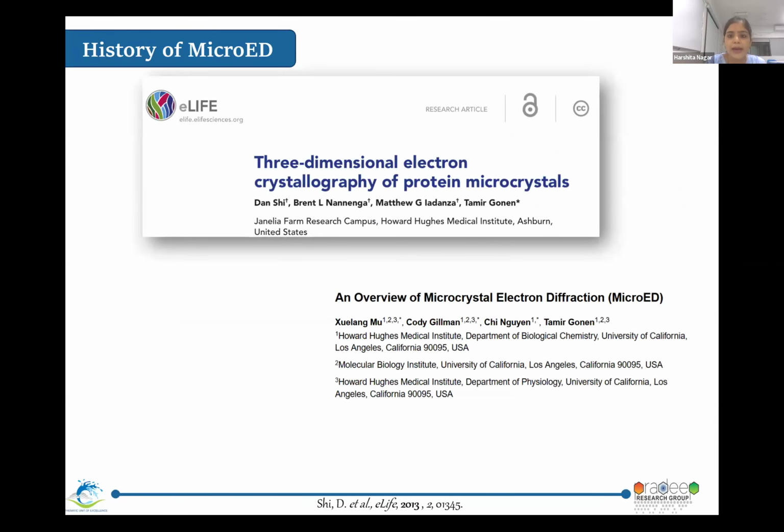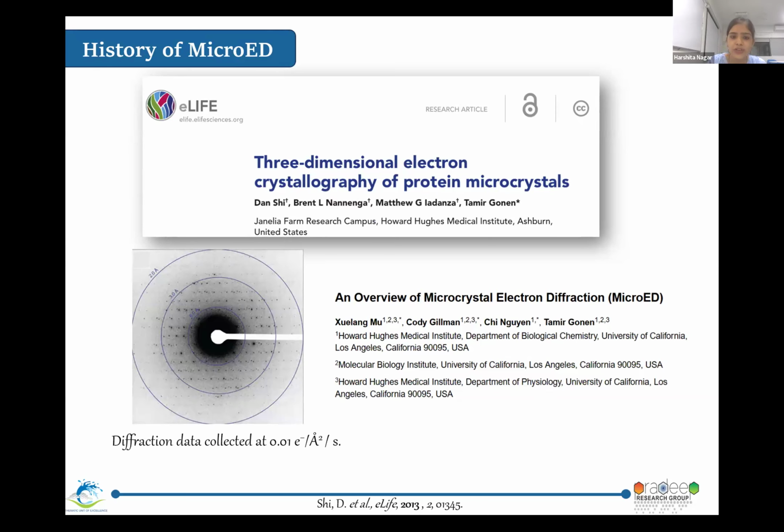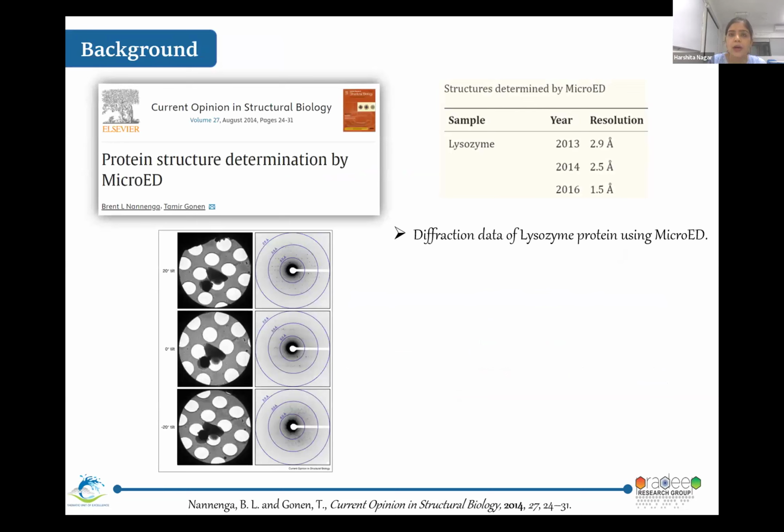Now coming to the history of micro-ED. Micro-ED was first developed by the Tamir Gonen group at Janelia Research Campus in 2013, with the student Brent Nannenga, who is our collaborator also. They first started with a protein sample, where they used a very low dose rate for the structure determination of the protein. They started their work with the lysozyme protein in 2013.